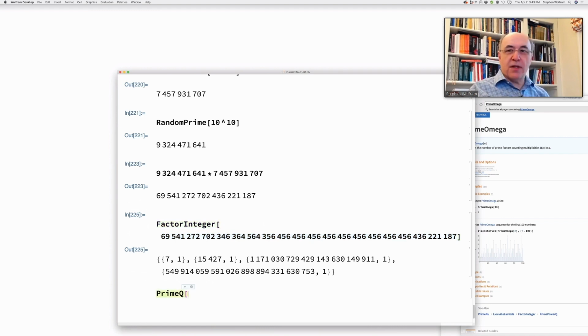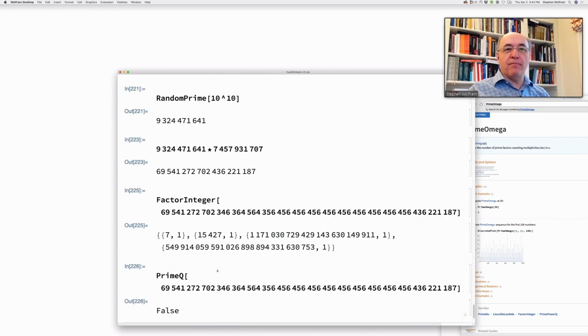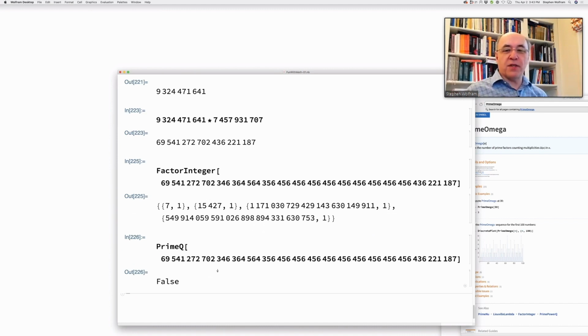Let's see whether it's going to prove me wrong here. Oh, okay, boom, immediately says it's false. It isn't prime. So it's possible to figure out whether a number is prime quickly, but it isn't possible to factor it quickly.